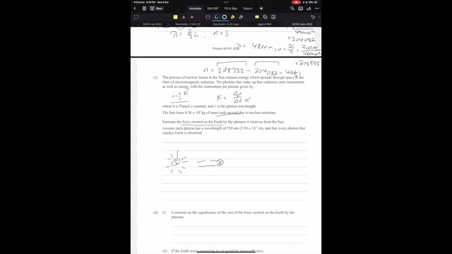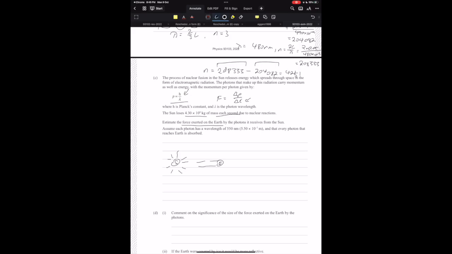So to figure out how many photons are released in total by the sun, we know that the sun loses so-and-so amount of mass. And if we remember anything from our studies of nuclear physics, mass is equivalent to energy. And so this mass can be converted to energy, and so we know the sort of power output that the sun has.